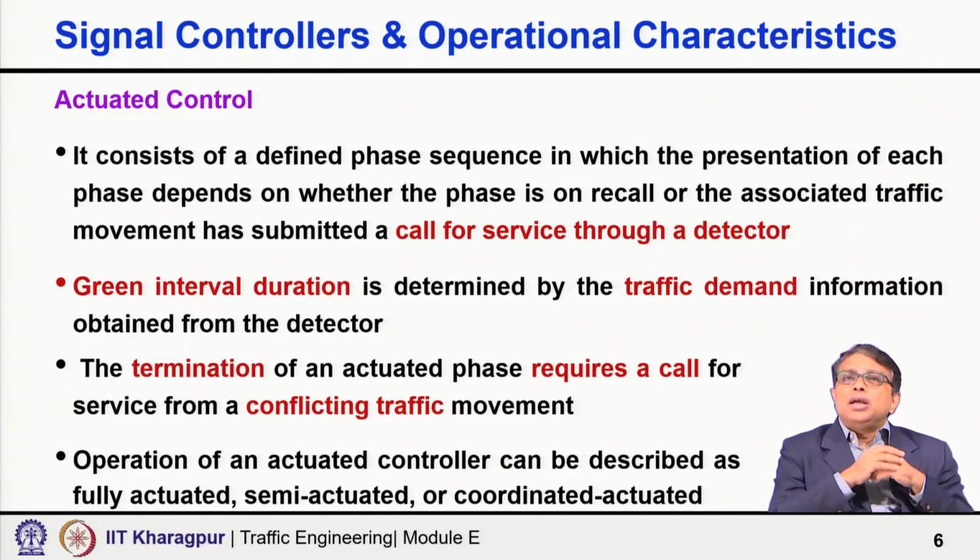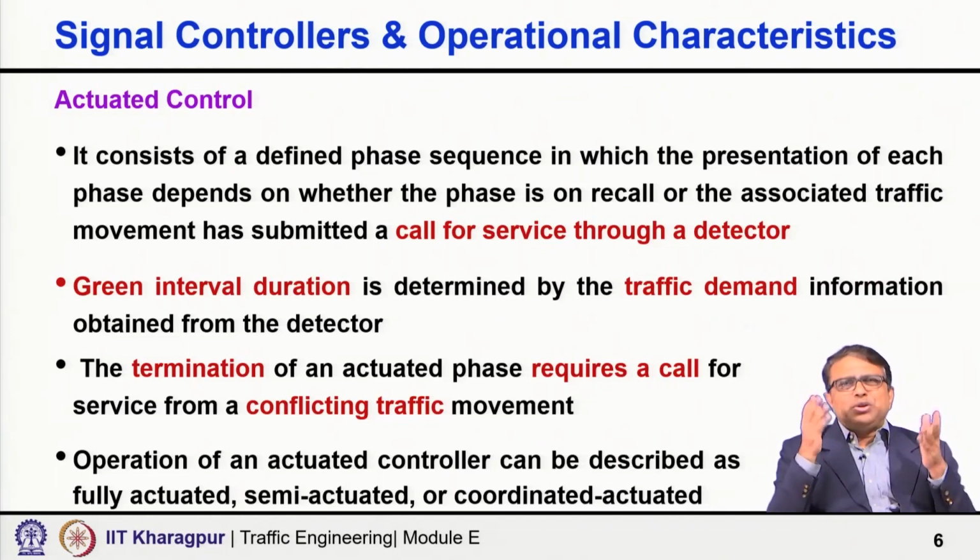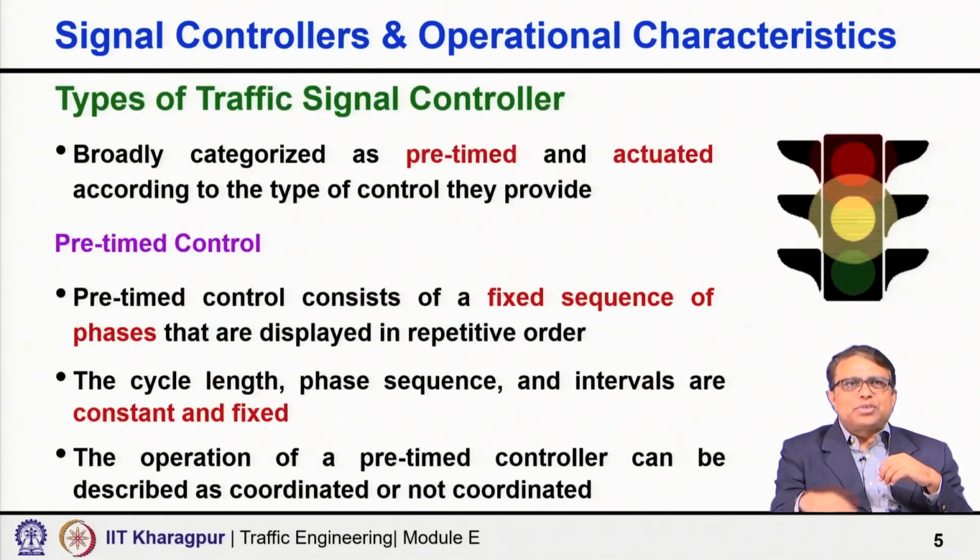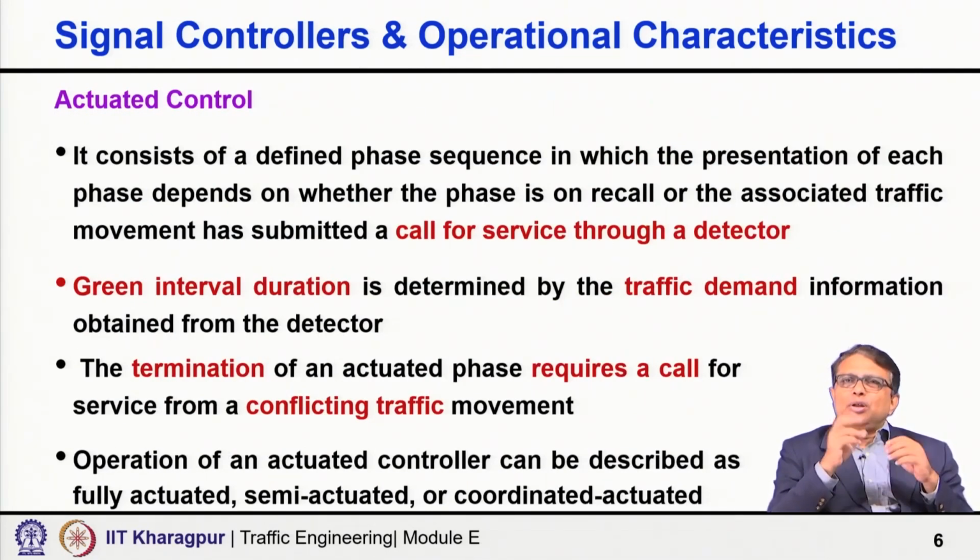Say for example, maybe on a major road the traffic is very heavy the majority of the time, and there is a minor road where traffic comes only occasionally. So, if you design it with a fixed time signal, or as I have said earlier, the pre-timed control, then you will always give some green time for the minor street.